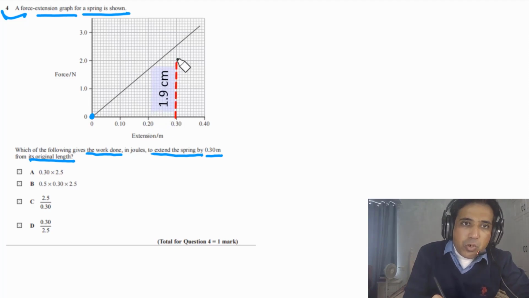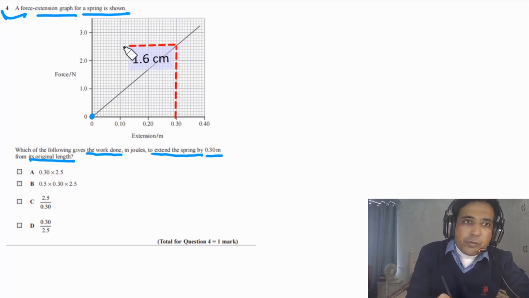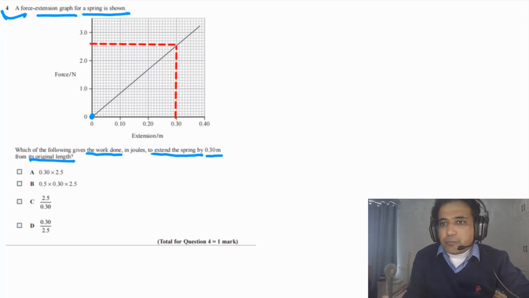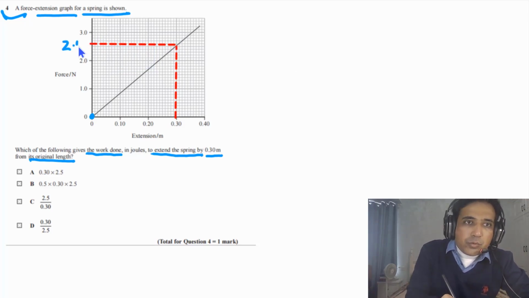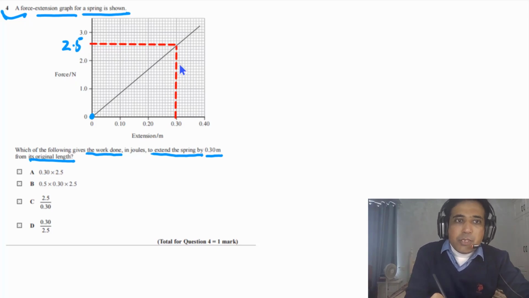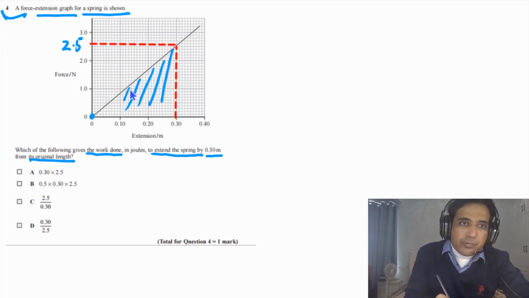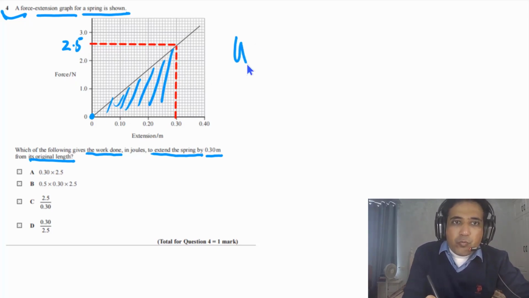So if we draw this line here, when the extension is equal to 0.30 meters, we can also find the value of the force. The value of force we can find from the y-axis. So the value of force is 2.5 newtons. So simply we need to find this area. So work done in this case is equal to the area under this graph.